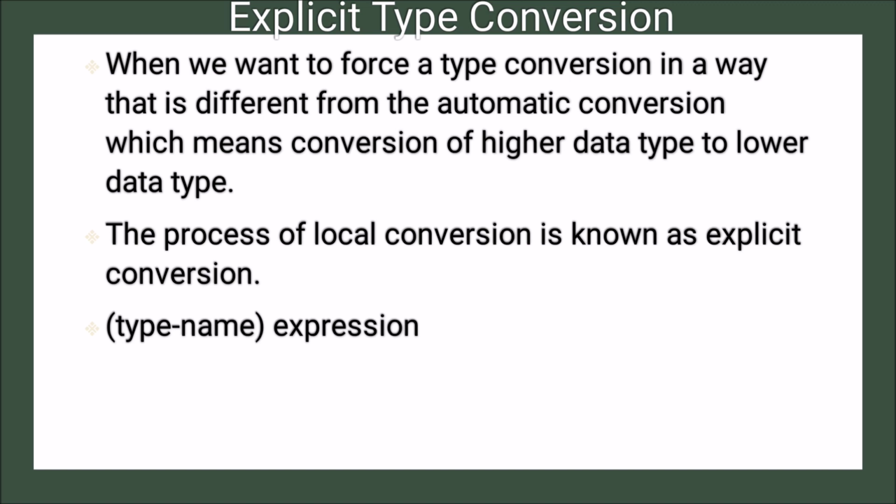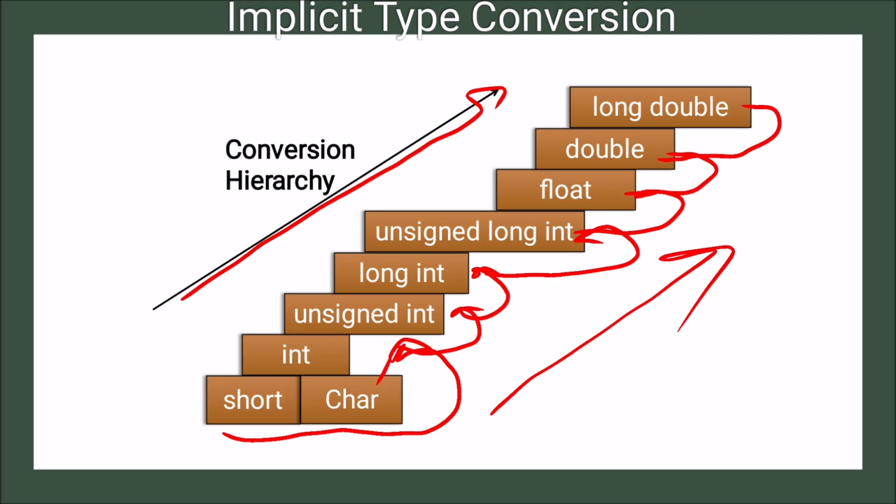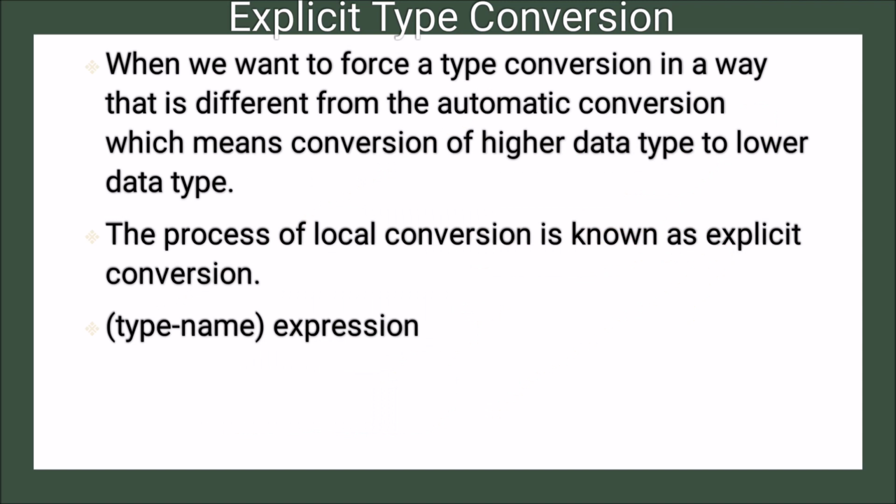This means conversion of a higher data type to a lower data type, such as conversion of long double to double, or double to float, or float to unsigned long integer. That is conversion of a higher data type to a lower data type. This process of forced conversion is known as explicit conversion. So this is the explicit type conversion.